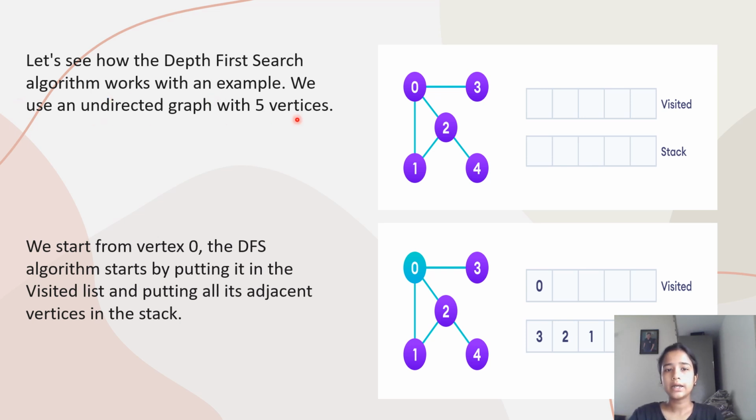So let's see how the depth first search algorithm works with an example. We use an undirected graph with 5 vertices: 0, 1, 2, 3 and 4. We have a visited block and a stack block. We start from vertex 0. The DFS algorithm starts by putting it in the visited list and putting all its adjacent vertices in the stack. So 0 is put in the visited list and the rest of them are put in the stack block.